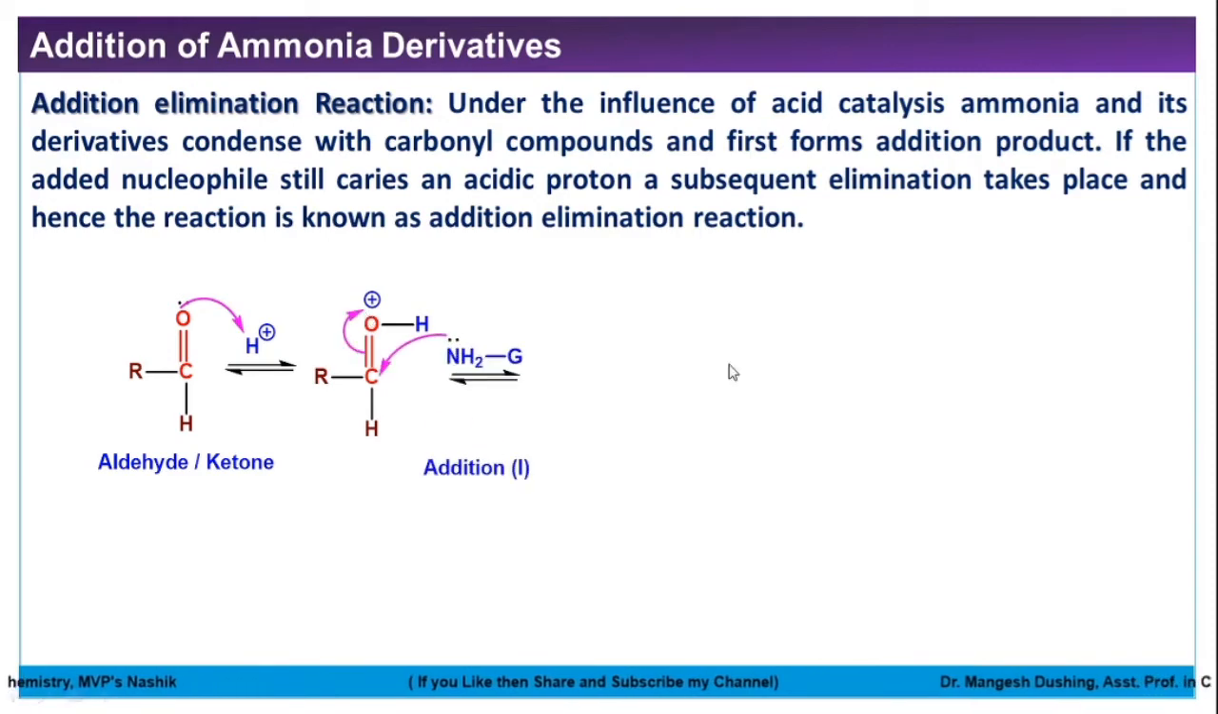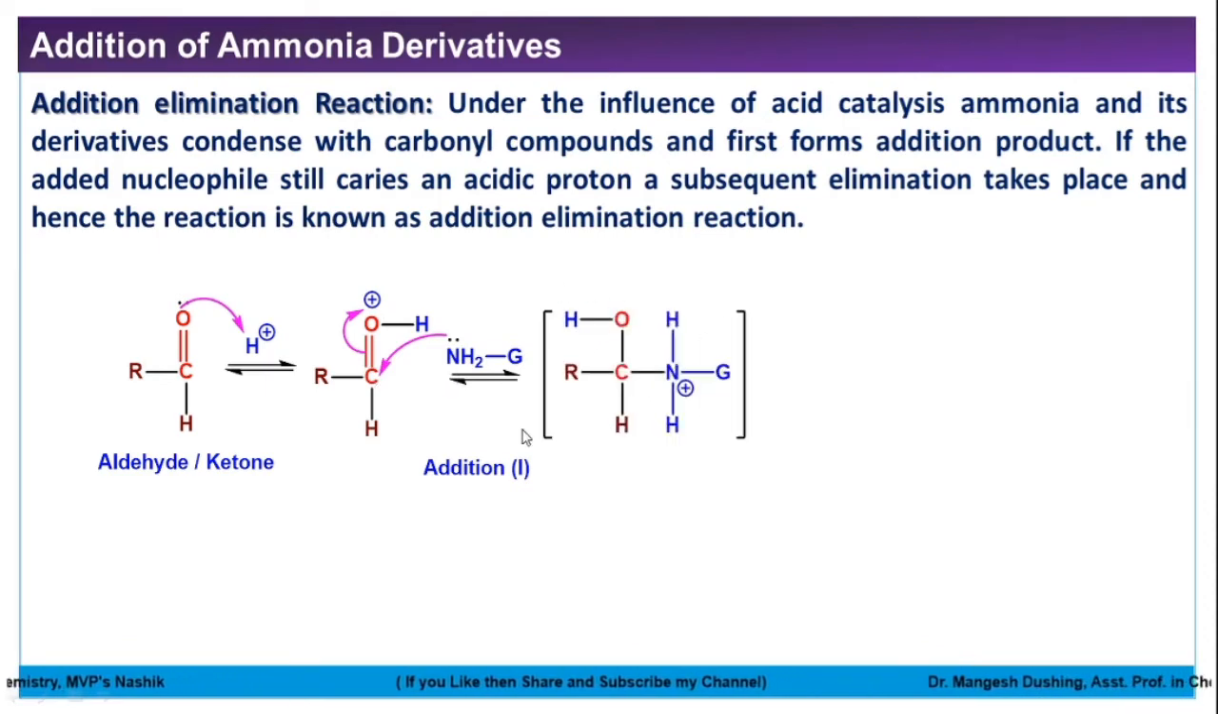Suppose this is our ammonia derivative, where one of the hydrogens is replaced by a group G. So this is a primary amine. A primary amine has a nitrogen with a lone pair, so it is basic and nucleophilic. This nitrogen donates its lone pair to the carbon, so this pi bond will break and those pi electrons go to the oxygen. The oxygen's positive charge will be neutralized, the carbon-oxygen bond will be single, and a carbon-nitrogen bond will form. So this will be the product.